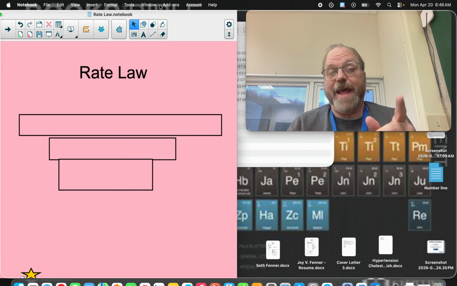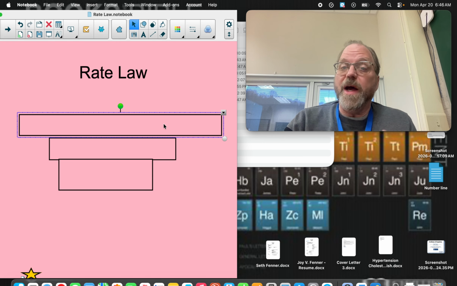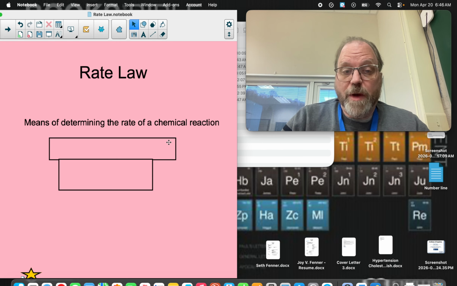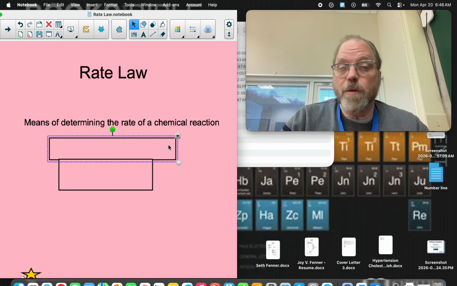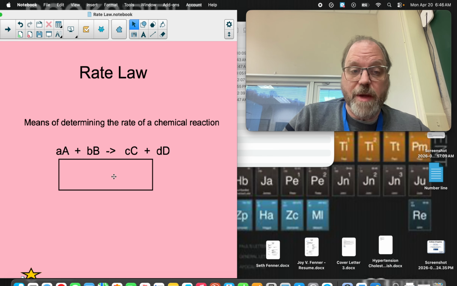We're continuing looking at kinetics. Today we're looking at rate law. Now, rate law is defined as the means of determining the rate of a chemical reaction. So how we find out, by just looking at the equation, how fast a reaction takes place. We do that with our chemical reaction, okay?